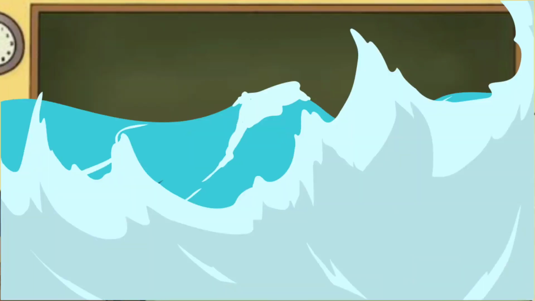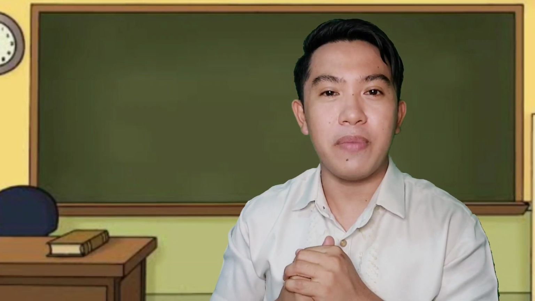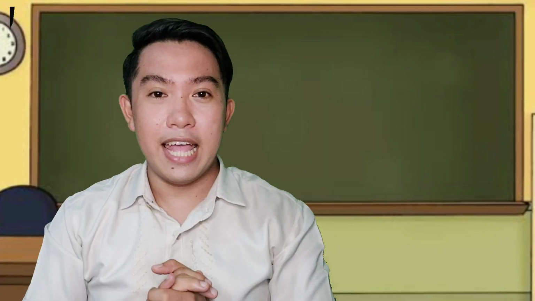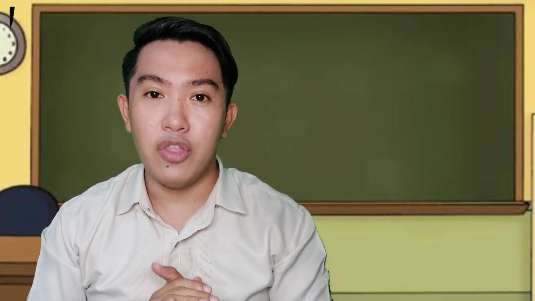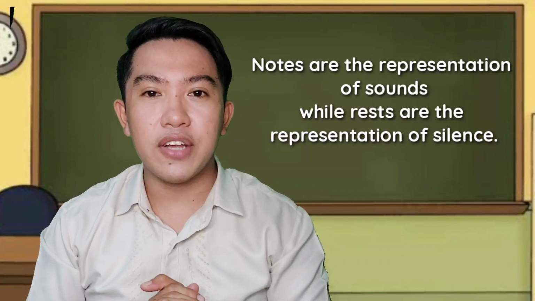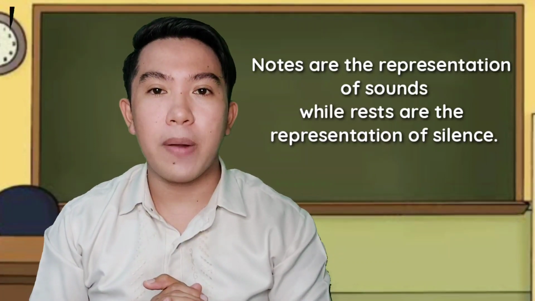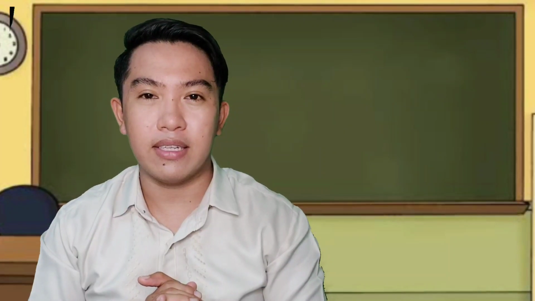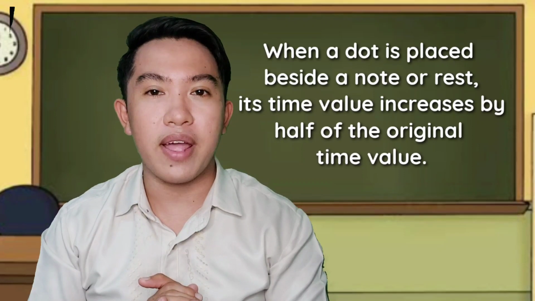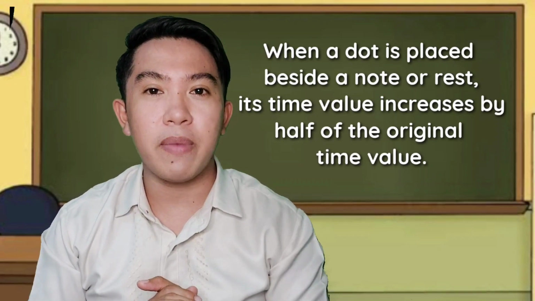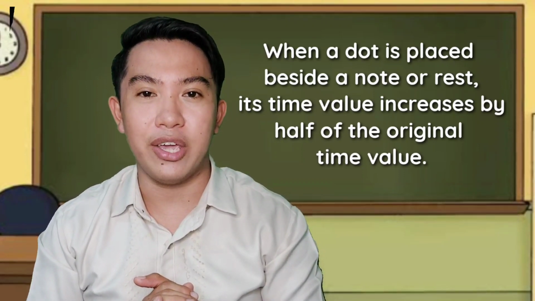Okay. I hope you learned something from me, and I hope that you can apply these learnings in our exercises later on. Now let's have a summary of what we have discussed for today's lesson. Let us all remember that notes are the representation of sounds, while rests are the representation of silence. And we should also remember that when a dot is placed beside a note or rest, its time value increases by half of their original time value.